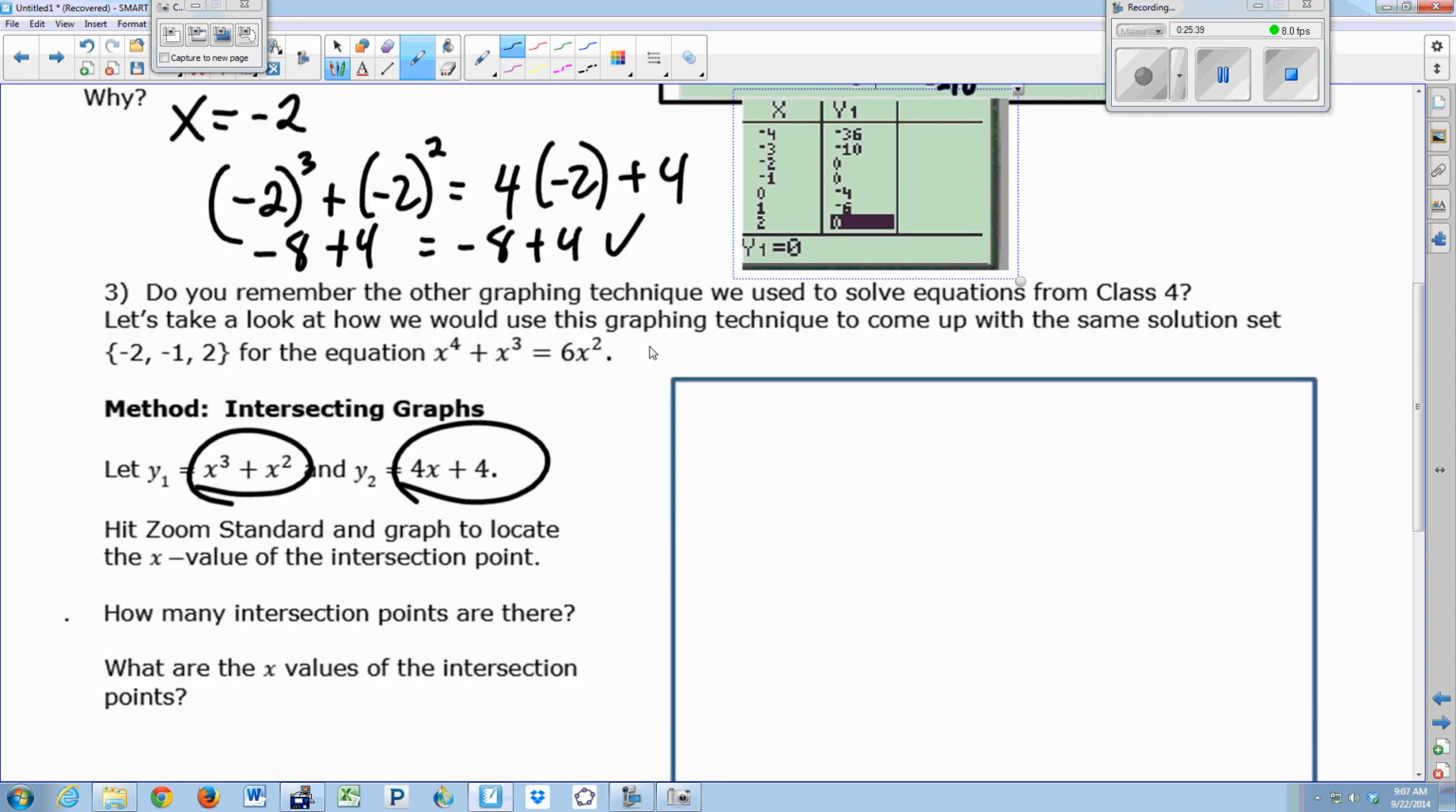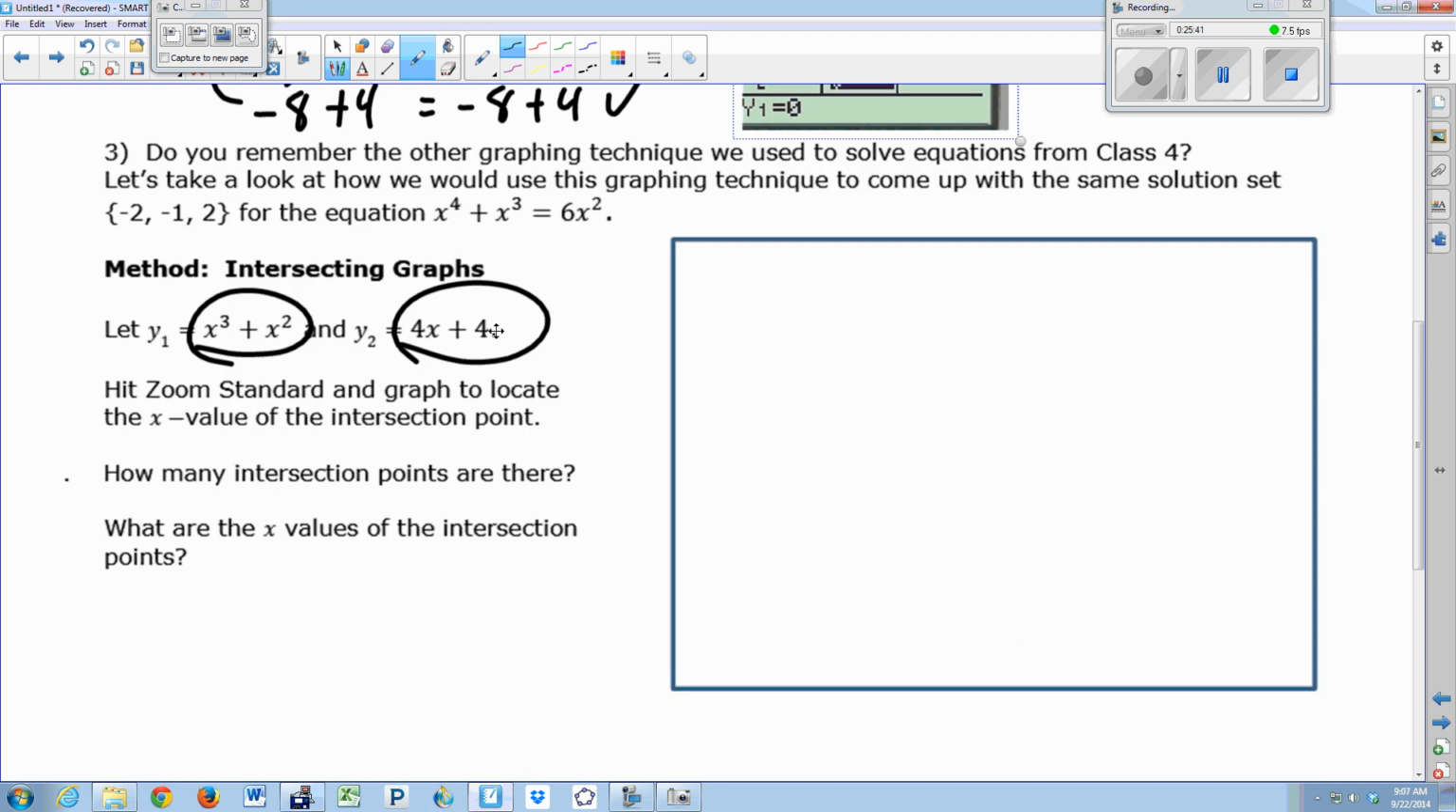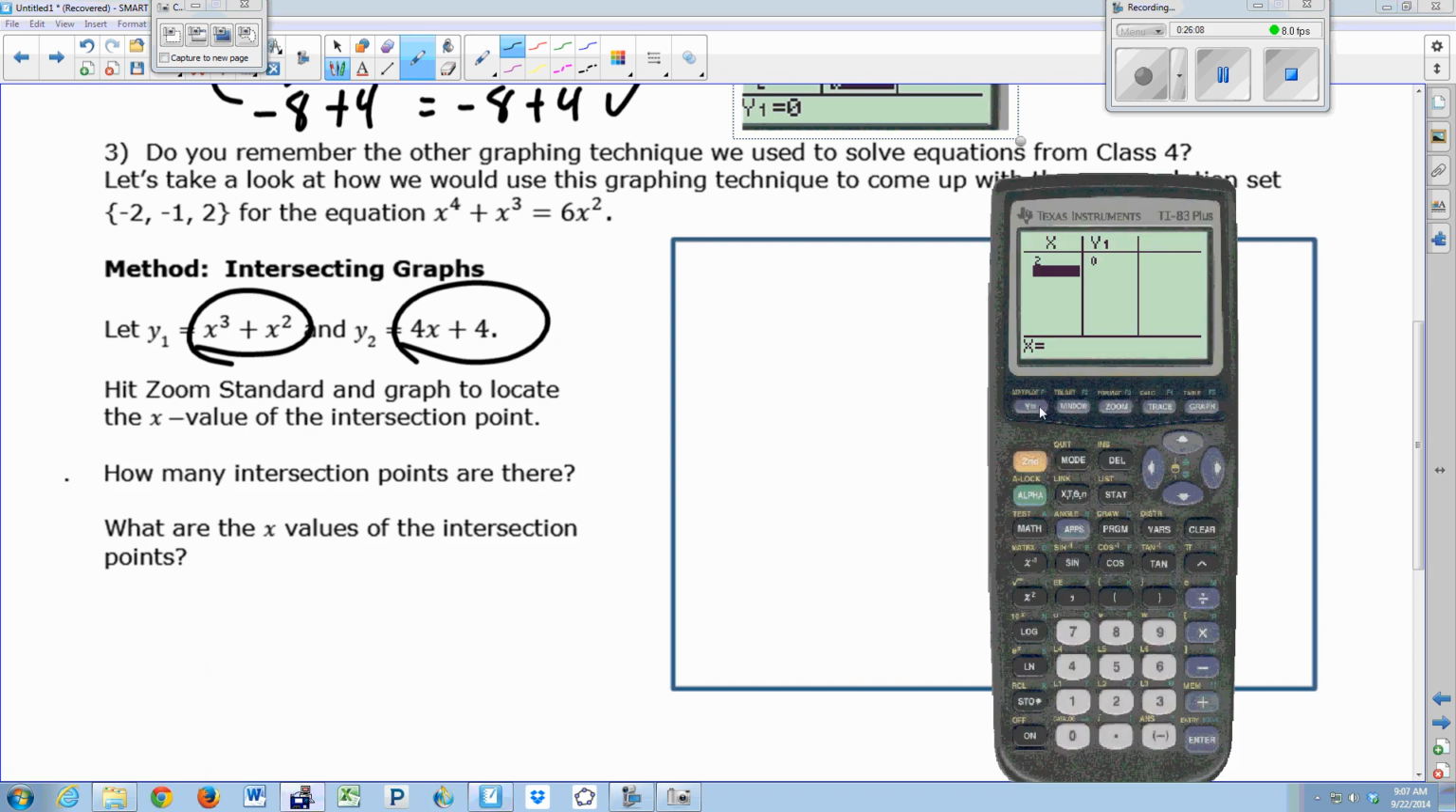So let's look at how putting these two in gives you exactly the same answer. What kind of graph will I get when I graph 4x plus 4? A straight line. How many answers did I get up here for x? How many x-intercepts did I have? 3. So this line should intersect this graph in how many places? 3. You may not know off the top of your head what x cubed plus x squared looks like. So let's try it that way.